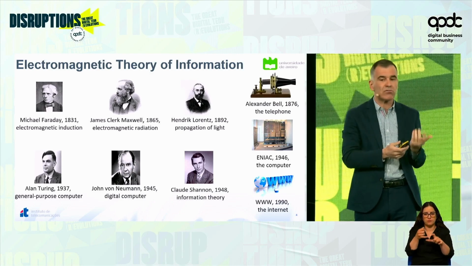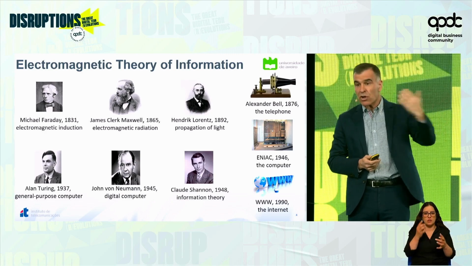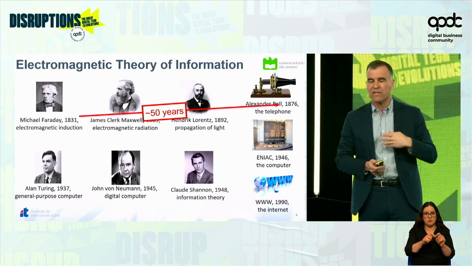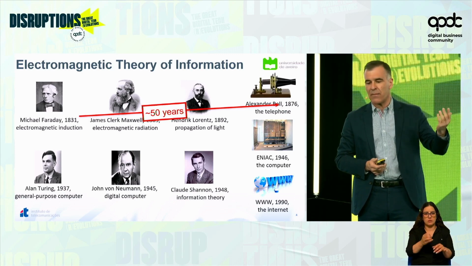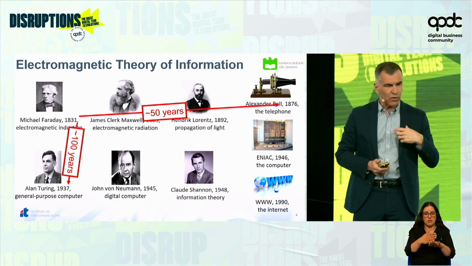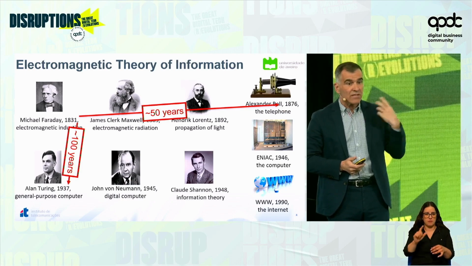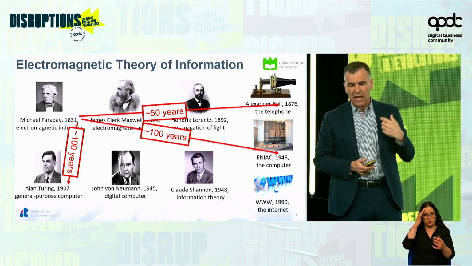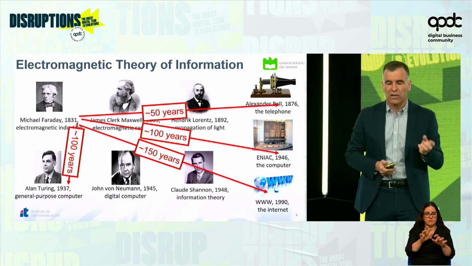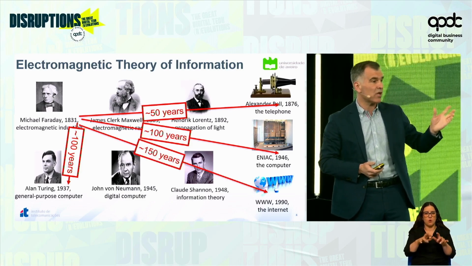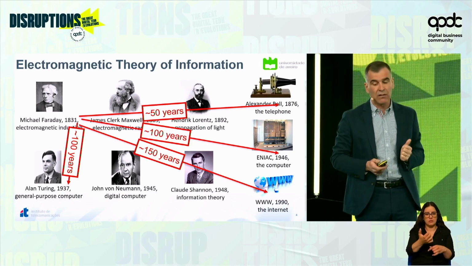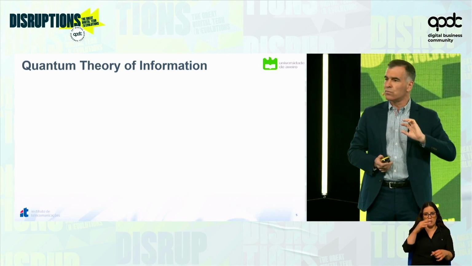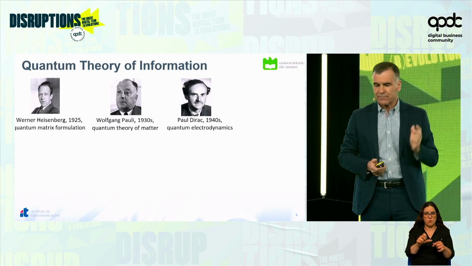People probably used computers with chips, and then came the mobile phone. This happened about 50 years after Alexander Bell's telephone, and then about 100 years for the computer, and then 150 years for the internet. So quantum theory has paved the road.